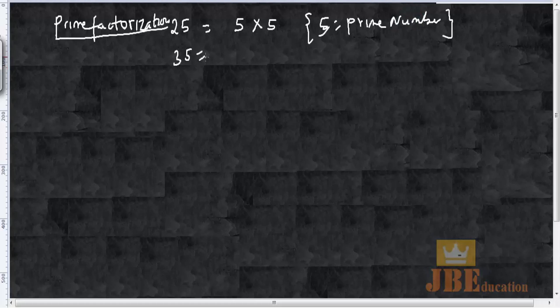Say 25. The prime factors for 25 would be 5 and 5. Okay, clearly 5 is a prime number. For 35, the prime factorization would be 5 multiplied with 7. For 49, the prime factorization would be 7 multiplied with 7.